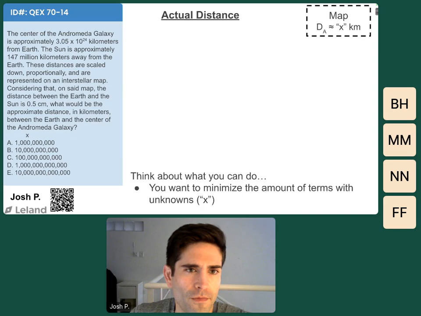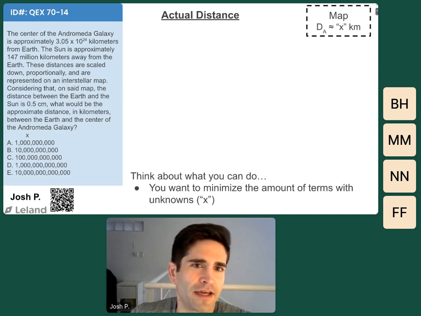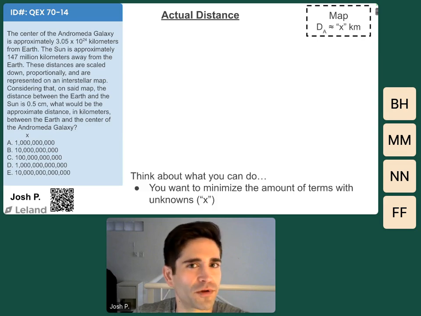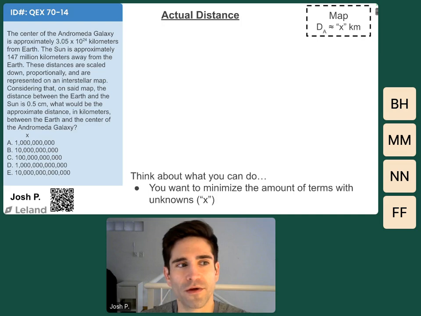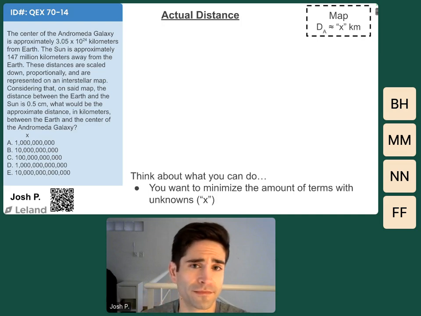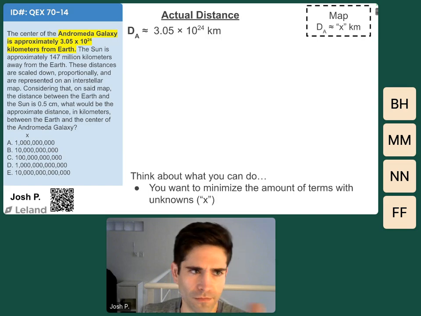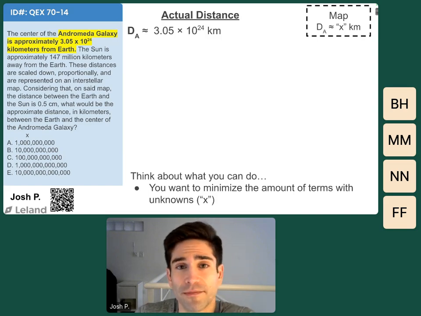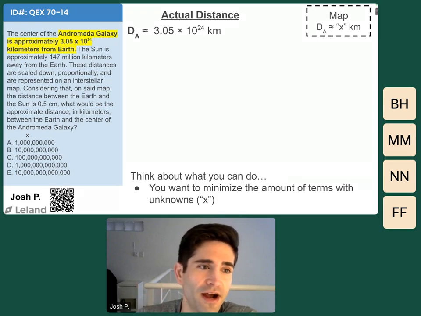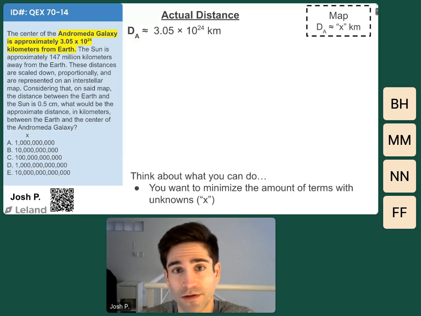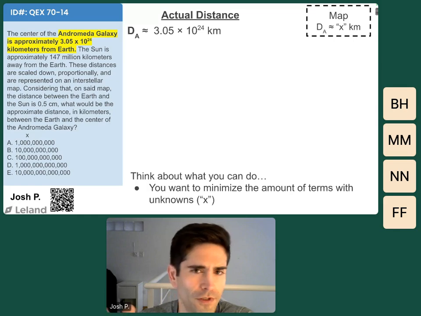So we want to make our lives easy by being very organized and try to make each term as similar as possible to other terms, because essentially we have to compare the distance to Andromeda with that of the sun. So we know that the distance to Andromeda in actuality, not on the map, is approximately 3.05 times 10 to the 24th kilometers. Huge number.